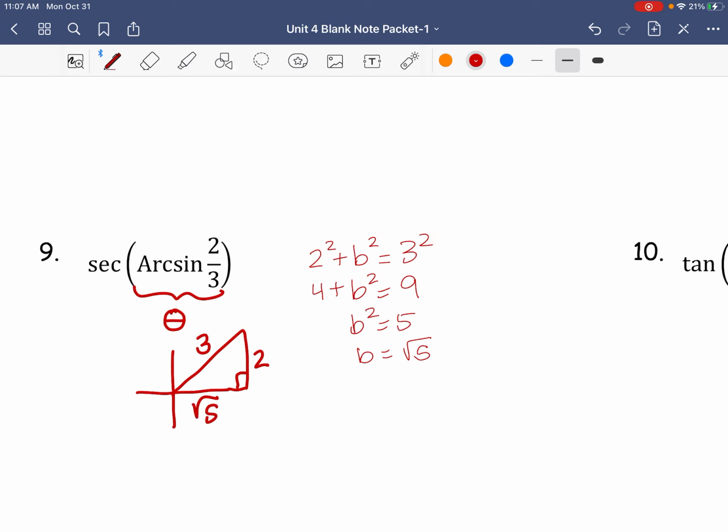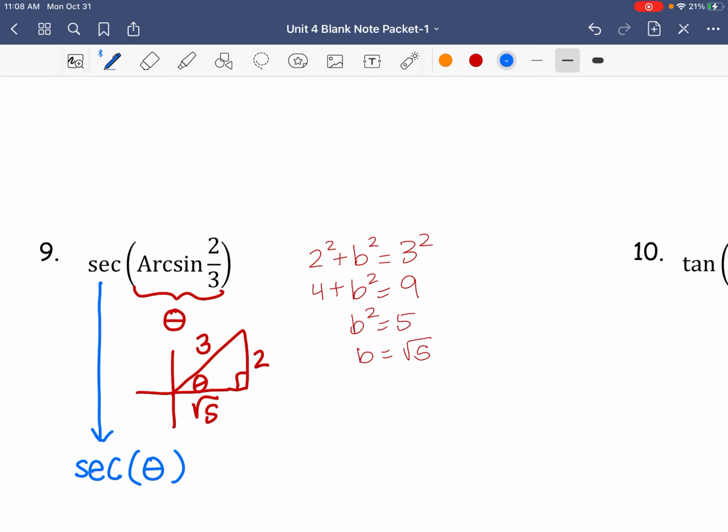And I get √5, and it's positive. This angle right there is theta. That's all I do with the inside. On the outside, I still have secant, but that inside is just theta. So my problem is really just find the secant of theta.